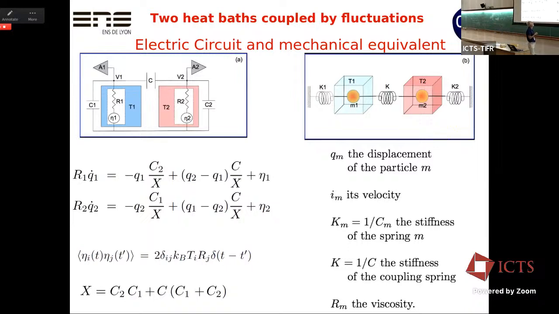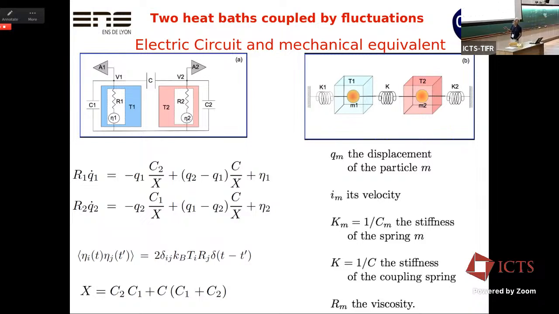And this is totally equivalent to this system, that is, I put two conductors, okay? I couple them just with a capacitance, so only the fluctuations can go from one point to the other, okay? No DC component of the currents, okay? And this system actually can be proved to be completely equivalent to two colloids, which are trapped, for example, by two optical beams, okay, and connected with a spring, okay.